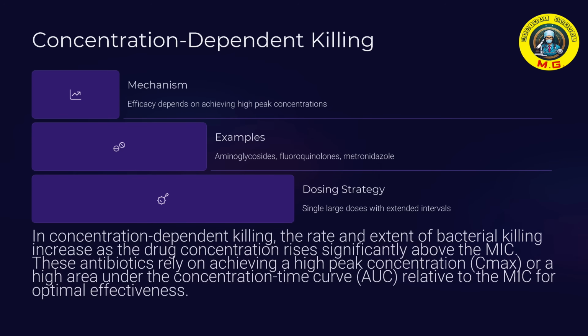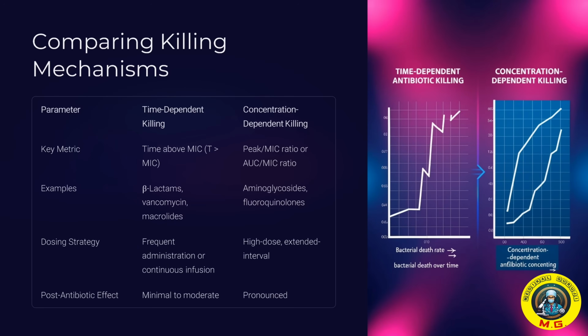So the key pharmacokinetic parameters: the critical parameter for concentration-dependent antibiotics is the ratio of Cmax and AUC to MIC. Cmax is the peak drug concentration to MIC, and AUC is the area under the curve to MIC. So a higher ratio correlates with increased bactericidal activity, and AUC represents the total drug exposure in relation to MIC.